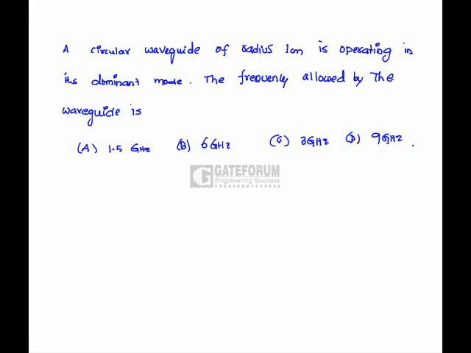A waveguide of radius 1 cm is operating in its dominant mode. The frequency allowed by the waveguide is? Here, the cutoff frequency fc is nothing but 1.84 divided by 2 pi a square root of mu epsilon. This is the cutoff frequency for the TE11 mode, which is the dominant mode in a circular waveguide.